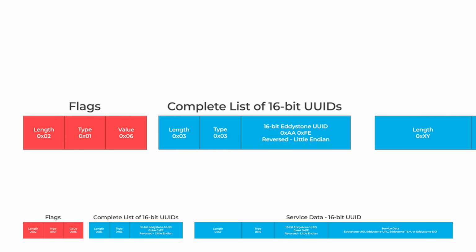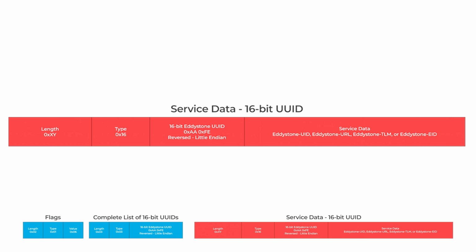So similar to iBeacon, the flags field in Eddystone is also set to enable the BR/EDR not supported and general discoverable bits. The complete list of 16-bit UUIDs includes the Eddystone UUID, which is the hexadecimal value FEAA, shown here in little endian format, which reverses the bytes. And the service data includes a length field, which depends on the frame type included in the packet, the type, which is 16 hex, the 16-bit Eddystone UUID, the FEAA, in little endian format here as well, and finally the actual data, which could be one of the following frames.